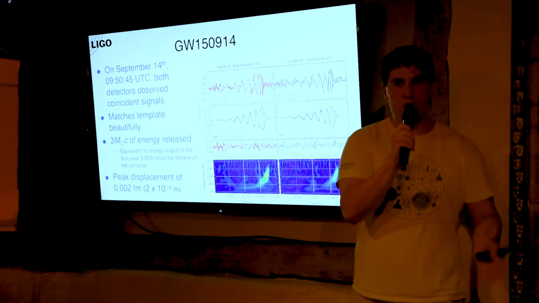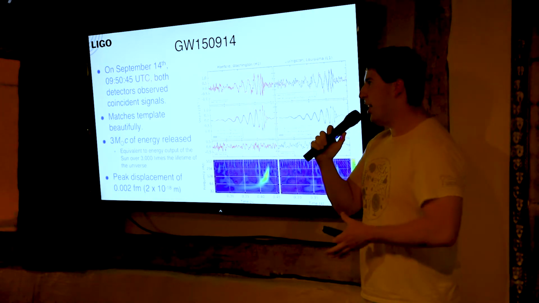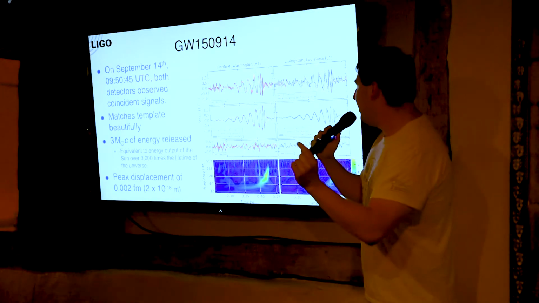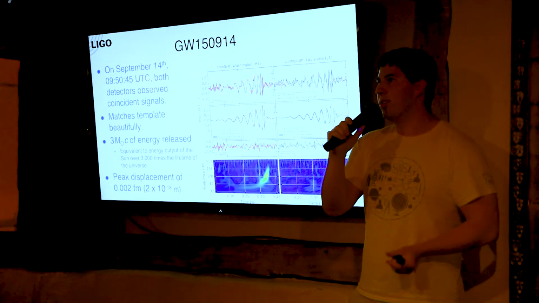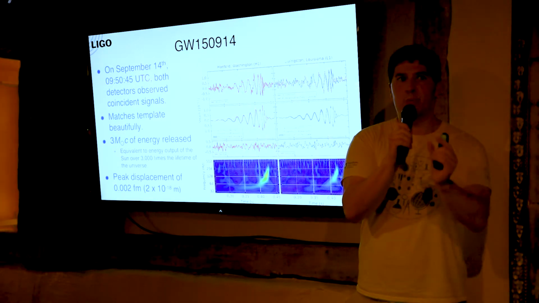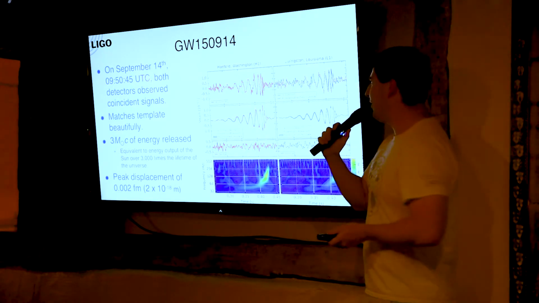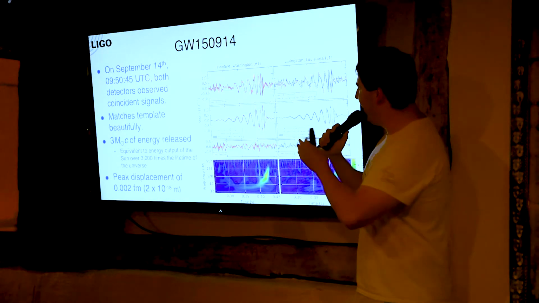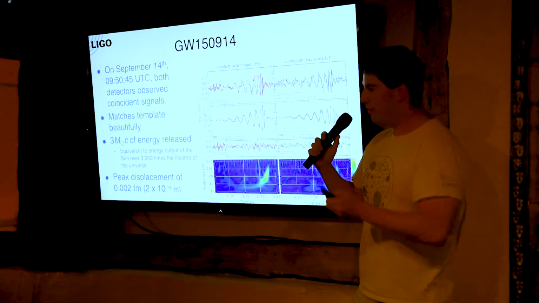So this was a huge event, huge objects that collided, but still the amount that the mirrors actually moved is 10 to the minus 18 meters. Really, really tiny, really, really small movements by this gigantic event. So that's the kind of sensitivity you need to find even these massive events.